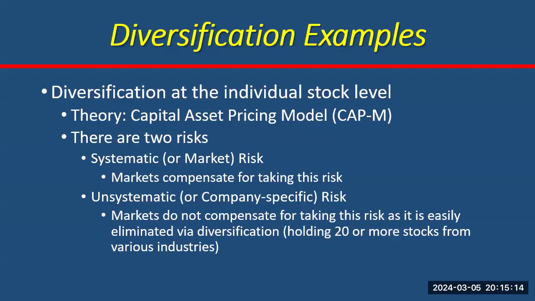Which of these does the market pay you a risk premium? Just systematic. What does it pay you for taking unsystematic risk? Nothing. Why? Because you can eliminate it just by diversifying your portfolio.